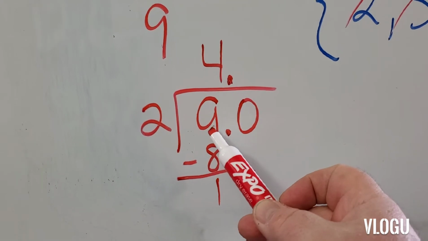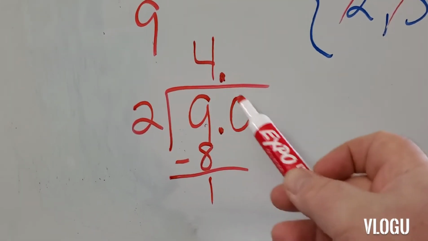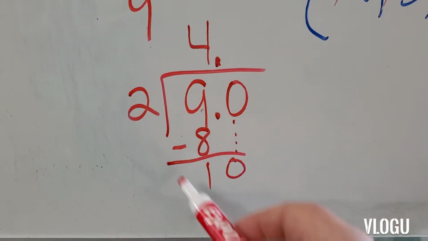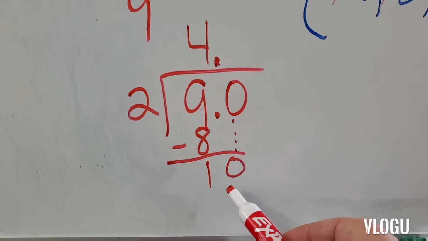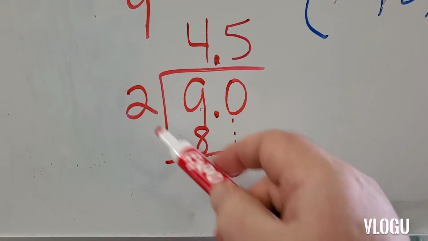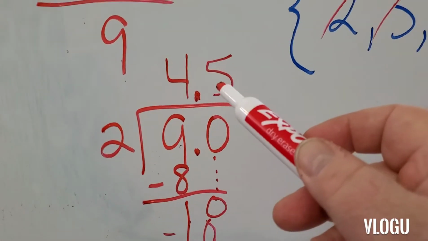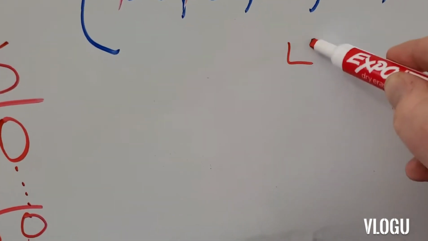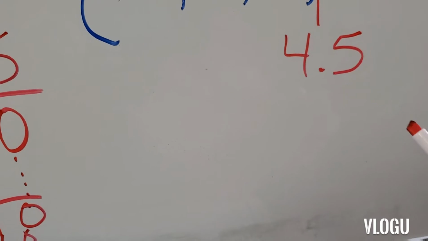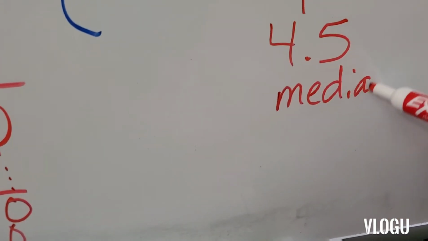I'm not changing the value of 9 by putting a point 0. That's still a value of 9, but it gives me something to bring on down and continue our problem. 2 goes into 10 5 times. 5 times 2 is 10. Subtract, we're done. So the middle, 4.5, would be between 4 and 5, and that is the median.